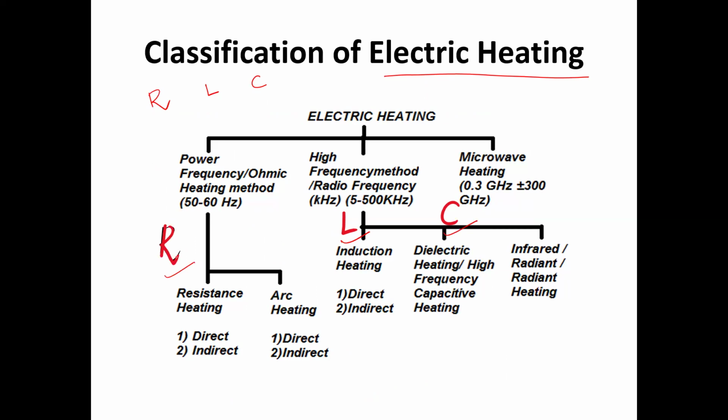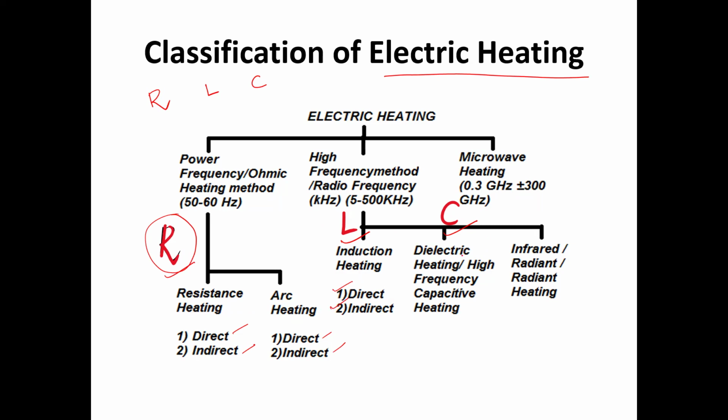The first category here is resistance heating. The next one is arc heating. In resistance heating also we have direct and indirect. Same with arc: direct, indirect. These two come under which type of passive element? Resistance. Next one, L. L stands for inductance, and the heating here is induction heating. In that also we have direct and indirect.